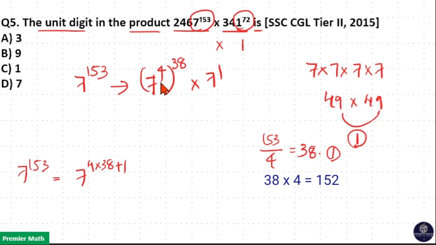153. Here 7 raised to 4 unit digit is 1. So, 1 raised to 38 is 1, into 7 raised to 1 is 7, which means 7 is the unit digit in 7 raised to 153. So, in this product 7 into 1, 7 is the unit digit. So, option D is your answer.